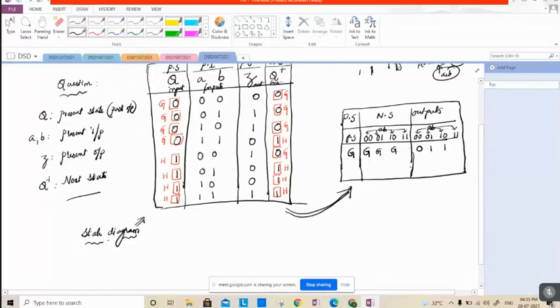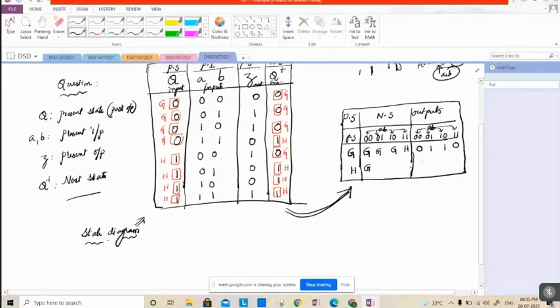If input is 1, 1, what is my next state? H. Perfect. What is the output? 0, sir. Right. Excellent. So if present state is H, AB is equal to 0, 0, what will be my next state? G. Right.